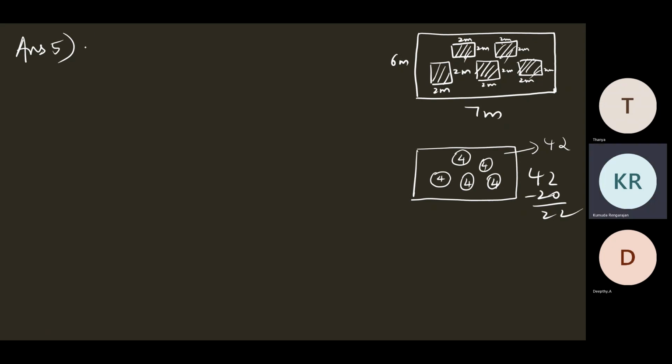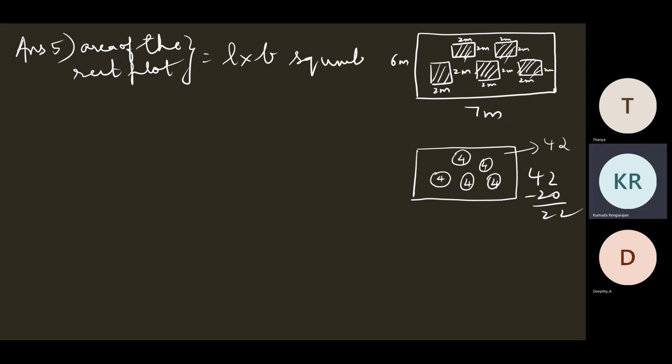So you need to find the area of the rectangular plot. Area of the rectangular plot is equal to L into B square units. So that is 7 into 6, which is 42 square units. Unit is meter, meter square.